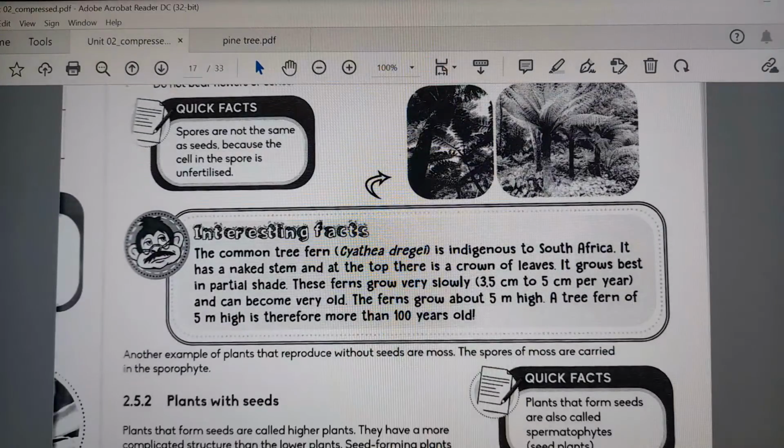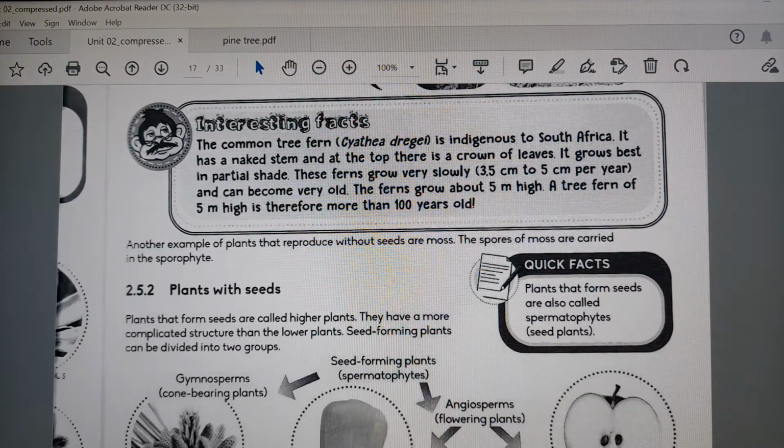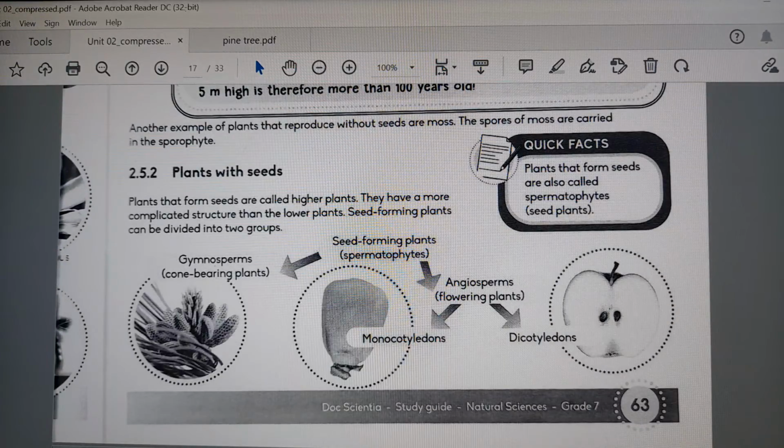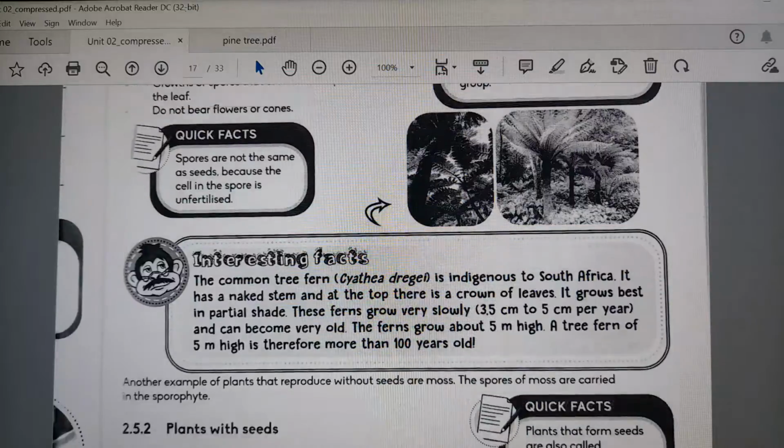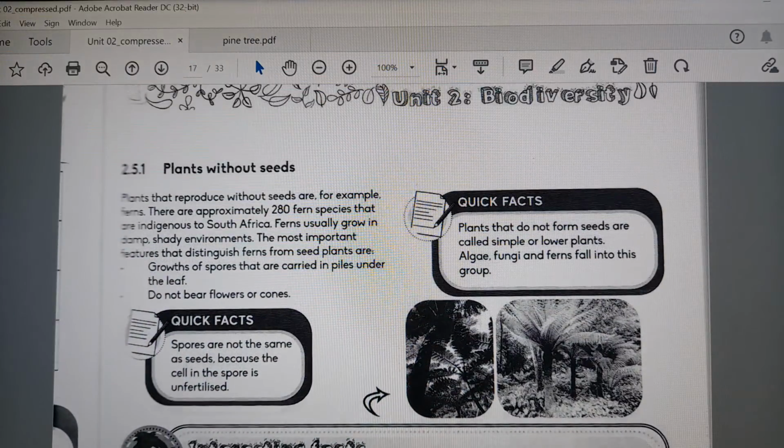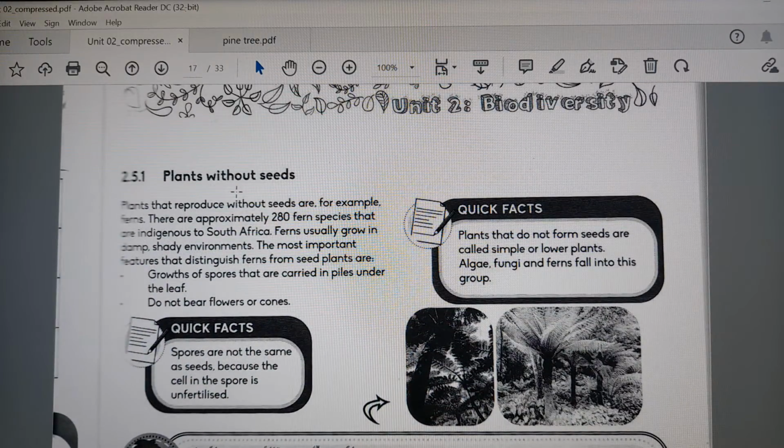Let me refer to the page here because I see it's not nice and clear. We are on page 63 of your textbook. So let's look at plants without seeds. Plants that reproduce without seeds are, for example, ferns.